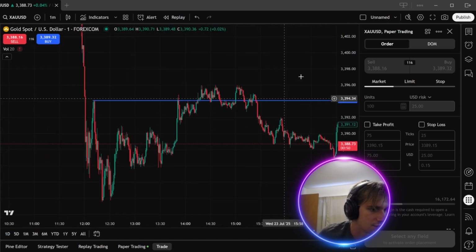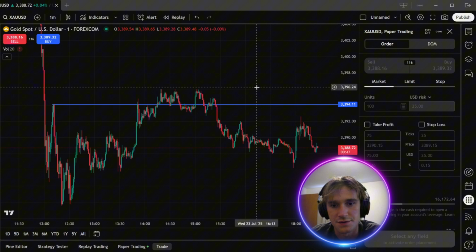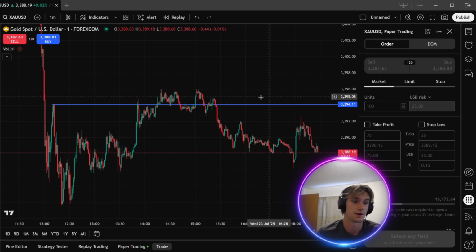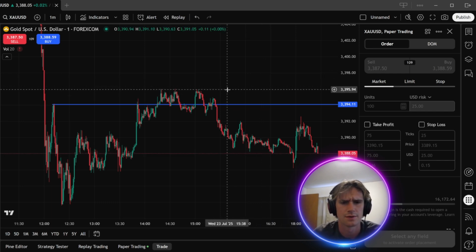Now, obviously, I haven't looked at all the other ones that I just pointed out to see if there is a break of structure, but that's essentially what I'm going to be trying to do.